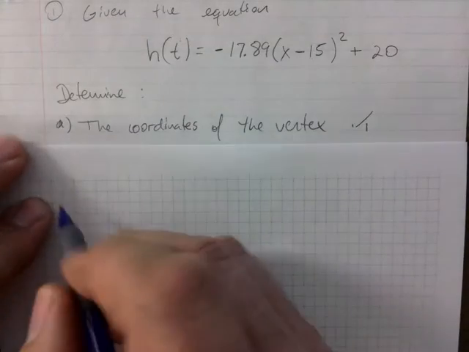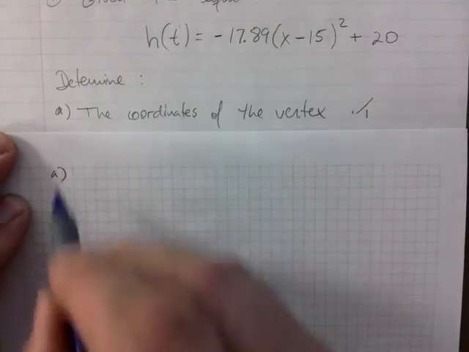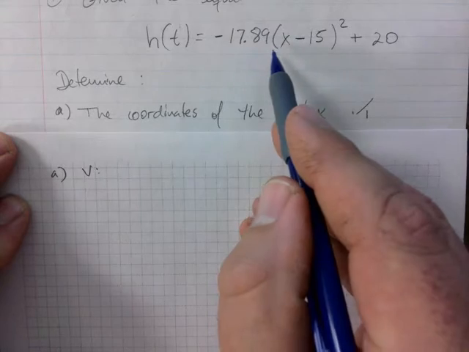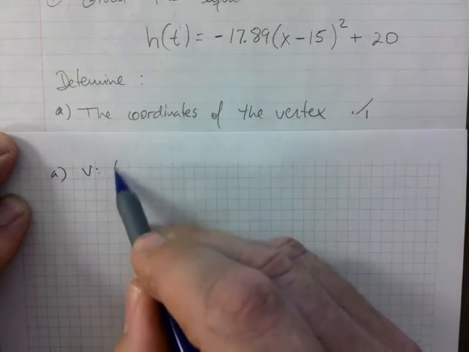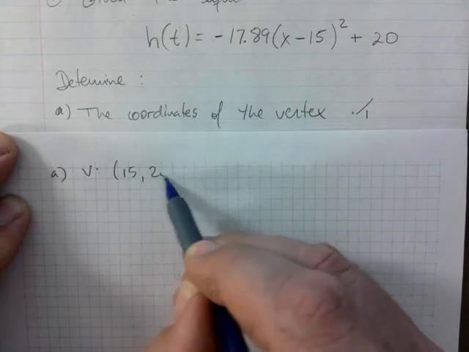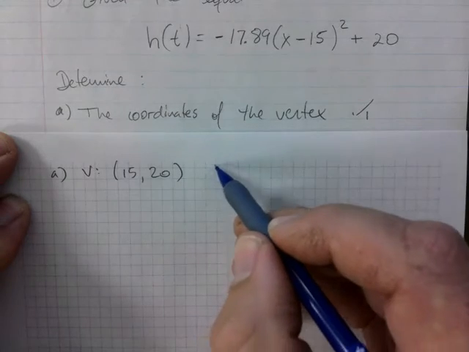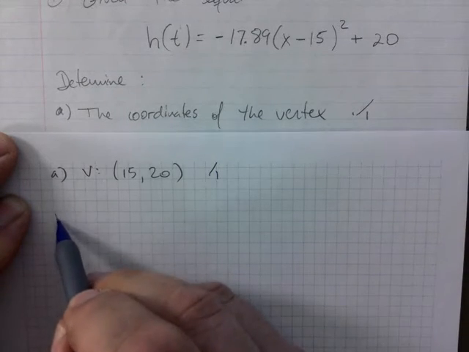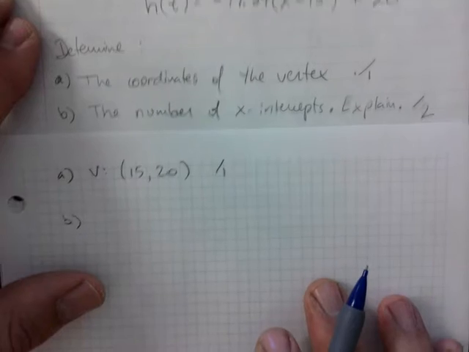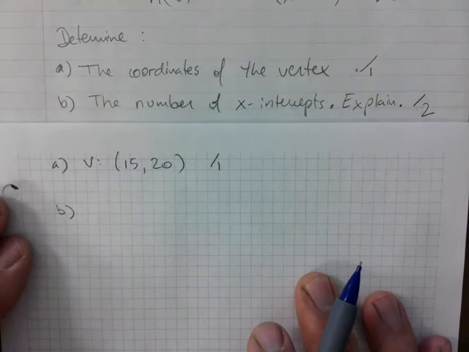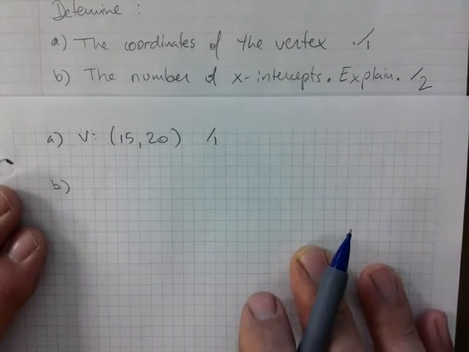So the coordinates of the vertex, okay, the vertex right off the top, you recognize this is in vertex form, so I know that it's (15, 20), right? That's a mark right there. That's actually going to help me figure out my window. So maybe I'll do that right away.